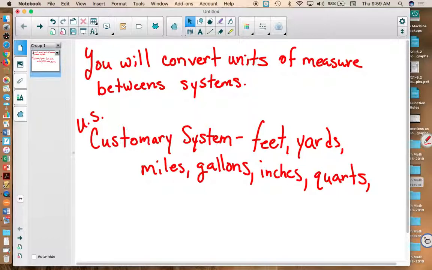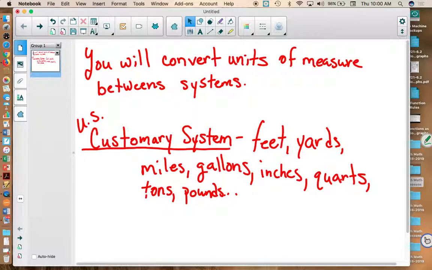What's another? Chloe? Tons. That's another one we talk about. Can you think of something else, Sal? Pounds. Good. Are there more? Sure there are. They could go on further. But this is the customary system.